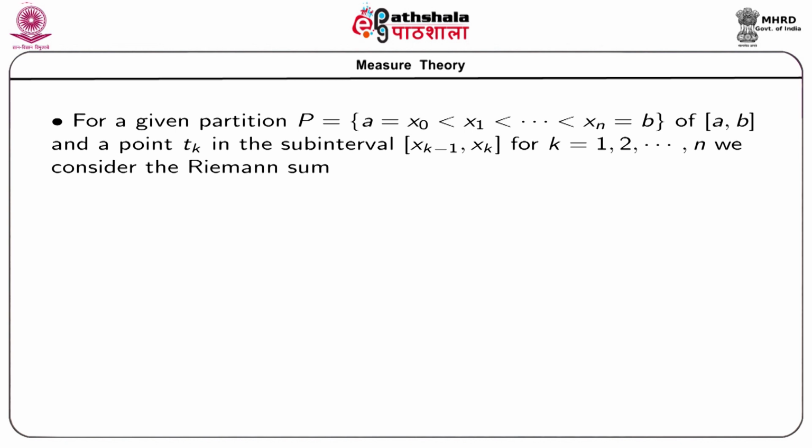We start the proof. For a given partition P of closed interval a b, which is given by a equal to x0 less than x1 less than ... less than xn equal to b, and any arbitrary point t_k chosen from the subinterval closed x_{k-1} x_k for every k equal to 1 to n, let us consider the Riemann sum S(P, f alpha dash), which is given by sigma k equal to 1 to n f(t_k) alpha dash(t_k) delta x_k, where delta x_k is x_k minus x_{k-1}.